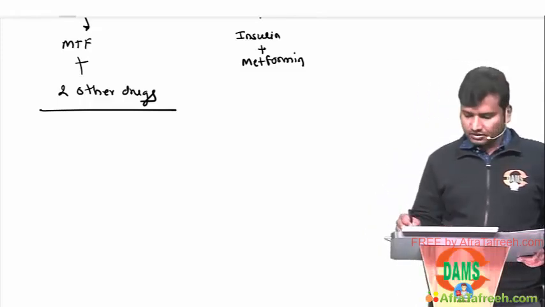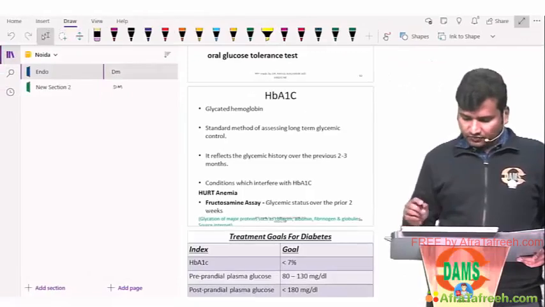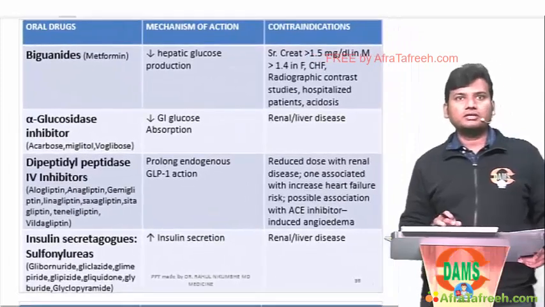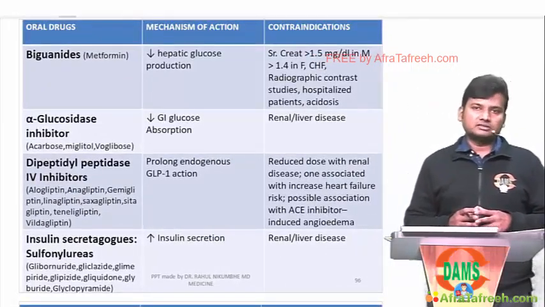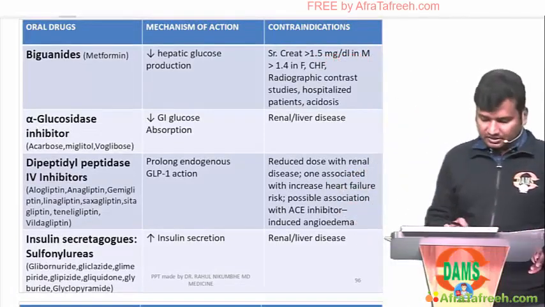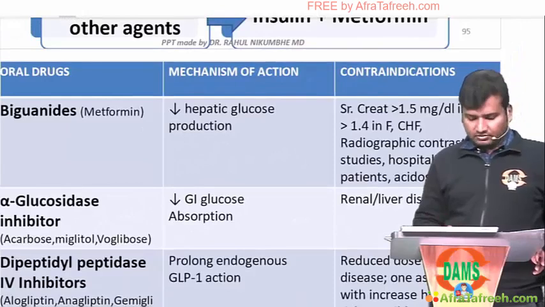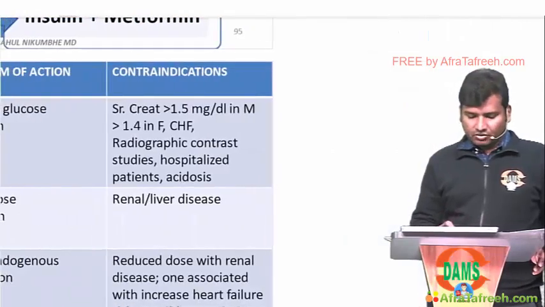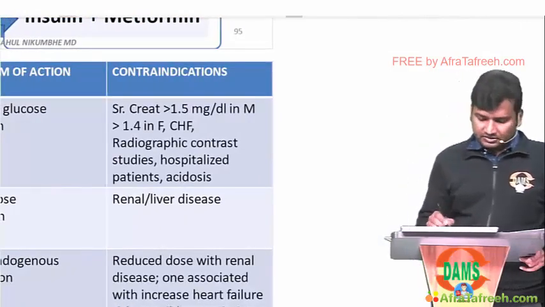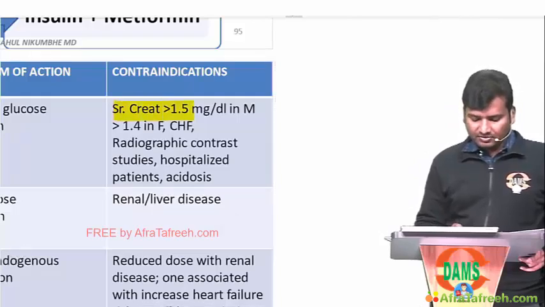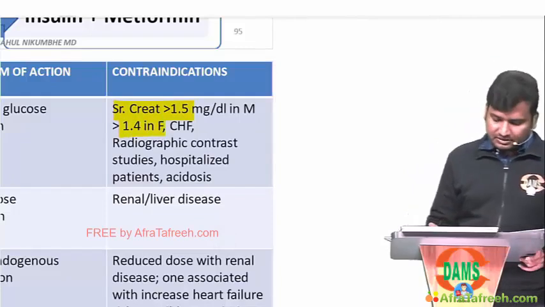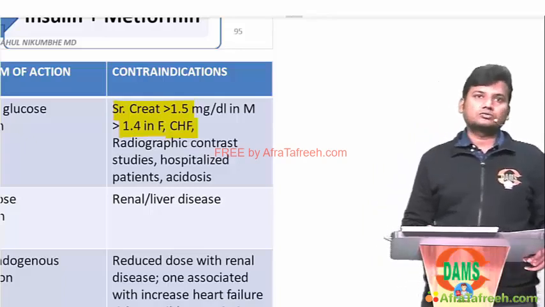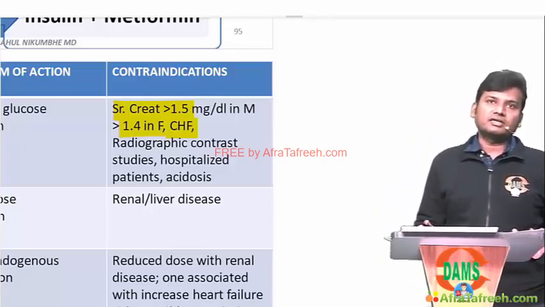Okay. Now, the drugs. For drugs, you should know the mechanism of action of all the drugs, plus what are their contraindication. This is the table from Harrison. In this, first we will see the metformin. Metformin decreases the hepatic glucose production, okay, and contraindication for metformin is serum creatinine more than 1.5 in male and 1.4 in female. The congestive heart failure, radiographic contrast studies, hospitalized patients, and acidosis. These are the contraindications given in Harrison.